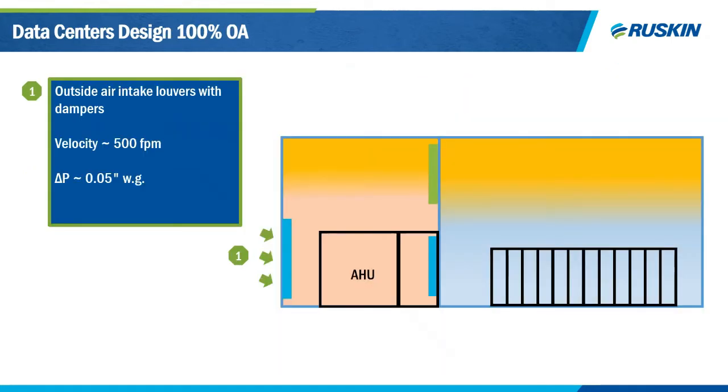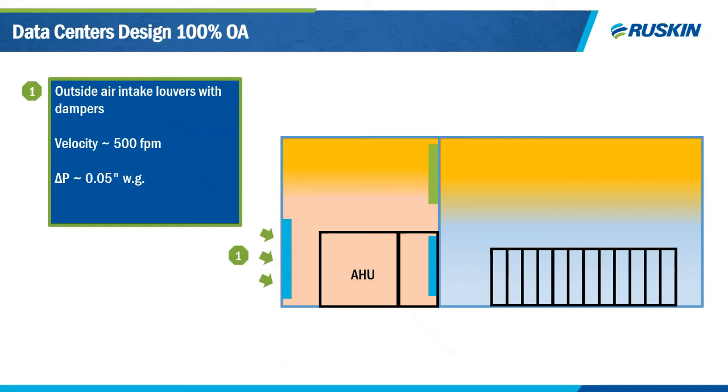So again, for that example, we're looking at a cross section. You've got your server data center to the right, your mechanical room to the left. Maybe you've got two mechanical rooms, one on the right, one on the left, providing air to the server, to the data hall.